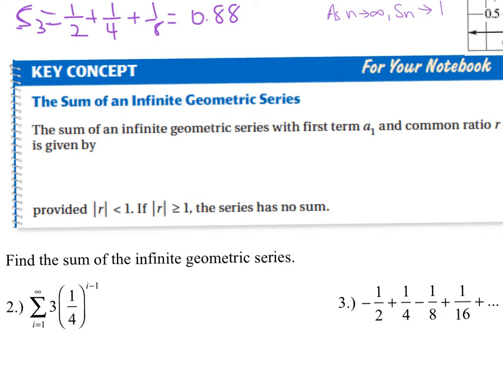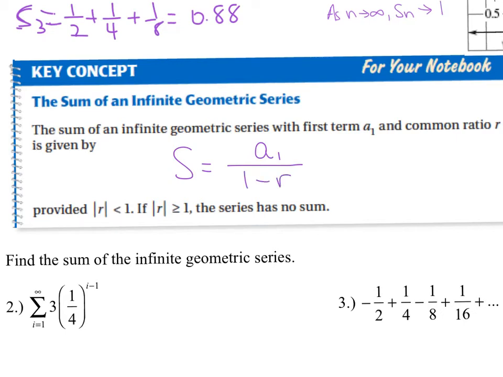The sum of an infinite geometric series with the first term a sub 1 and a common ratio r is given by an actual formula, and it's going to look like this. S equals a sub 1, that's the first term in the series, divided by 1 minus r.